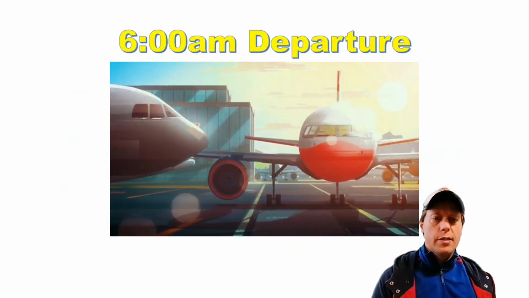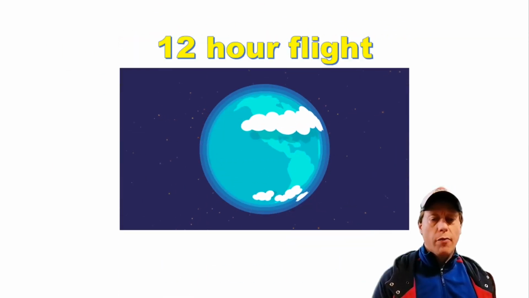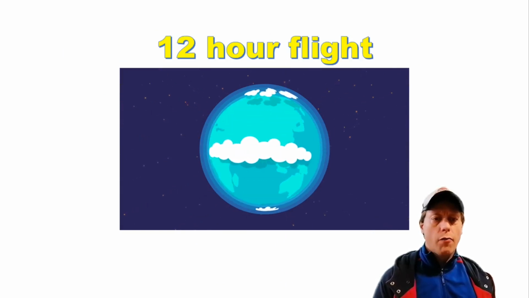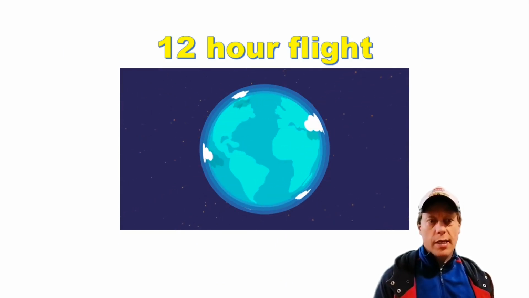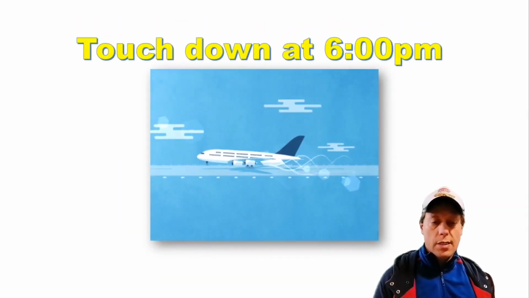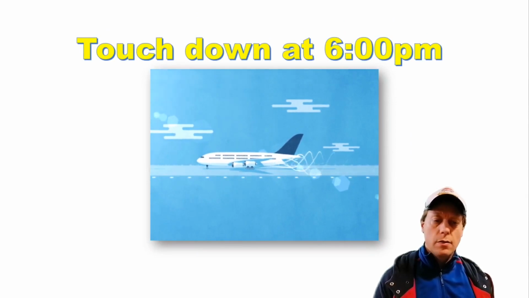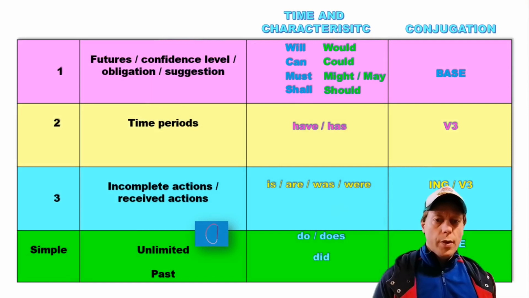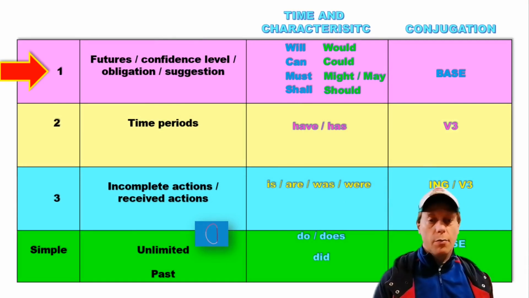The departure is 6 a.m. The flight is 12 hours, and at the moment we could say it's 12 p.m, so it's lunchtime. They leave at 6 a.m, the flight's 12 hours, therefore the touchdown is 6 p.m, so that's a 12-hour flight. So 6 p.m. is in the future. Therefore, we're going to need to use auxiliary 1 because the touchdown is in the future. When they arrive, that's the future. The end of the flight, if you prefer, is in the future.